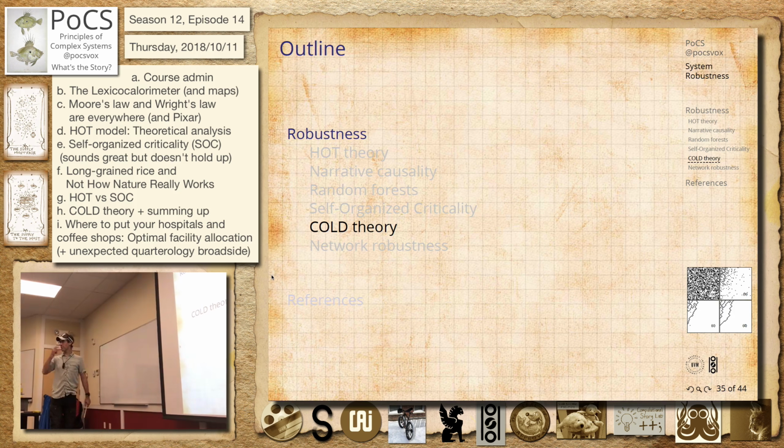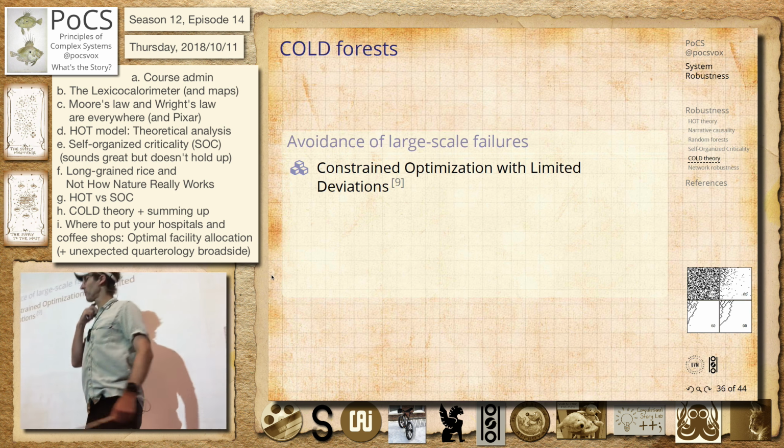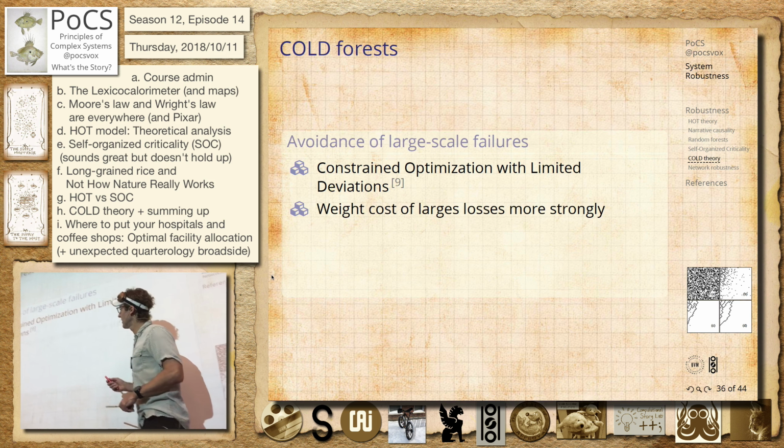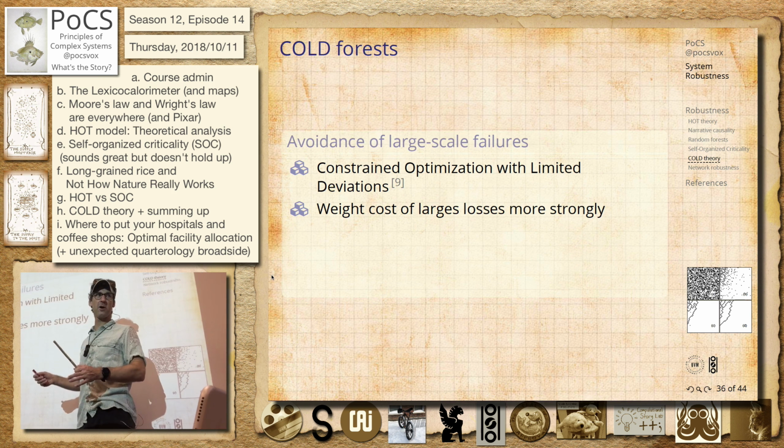Okay, so cold theory, great question the other day that led to this. I realize I didn't remember the word constraint. Constrained optimization with limited deviations. Well done. So we've got hot. Let's make a cold model.